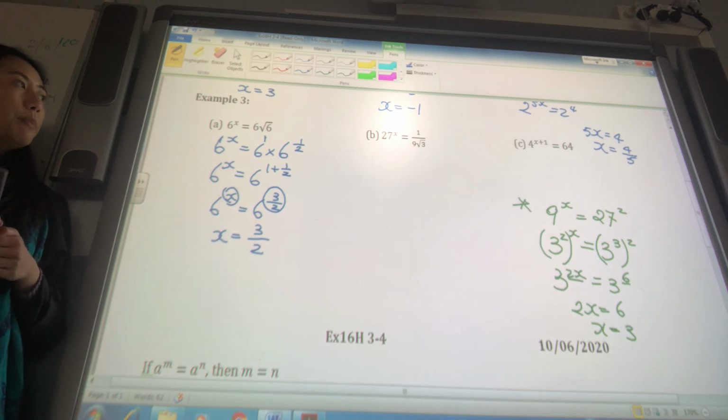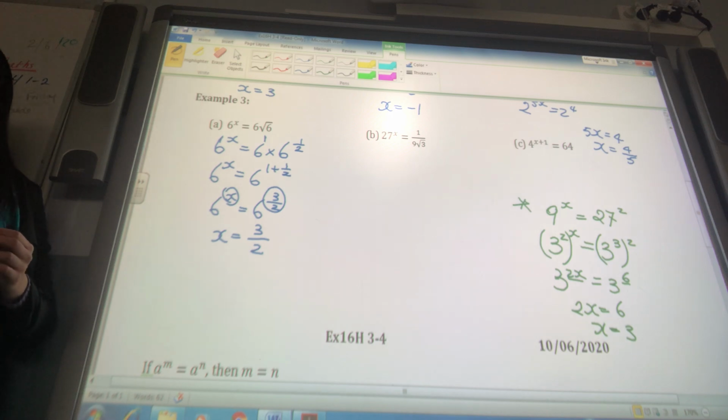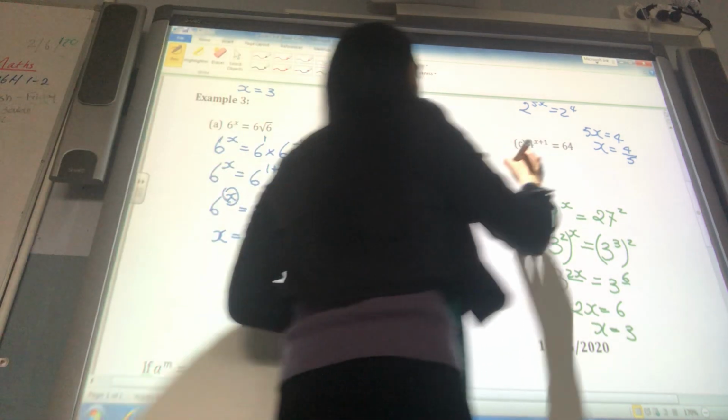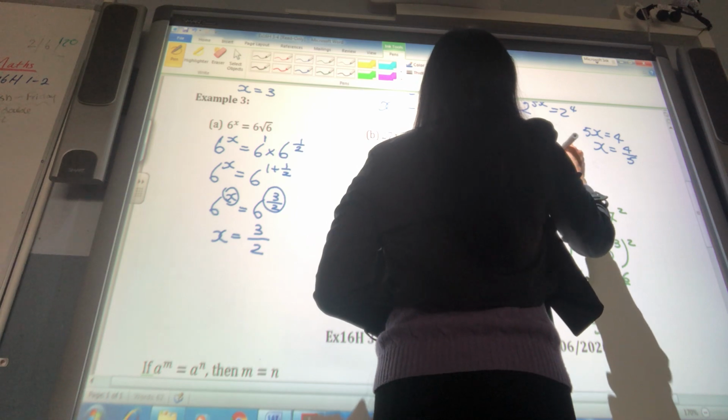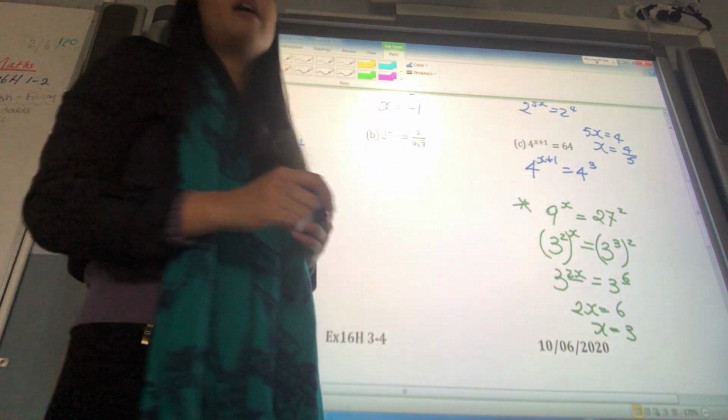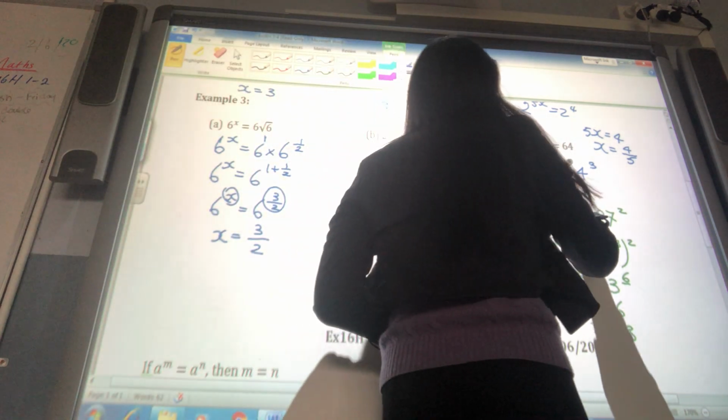Let's not worry about question B yet. Let's look at question C first. So for question C, 4 to the power of x plus 1 equals 64. Is it possible to change 64 to 4 to the power of something? 3, right? So you have 4 to the power of x plus 1 equals 4 to the power of 3. Now x plus 1 equals 3, x is equal to 2.